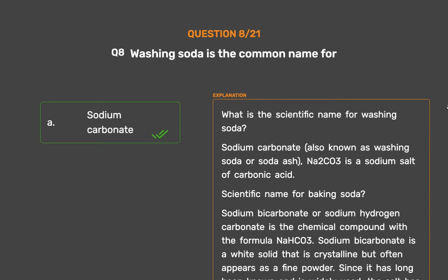What is the scientific name for washing soda? Sodium carbonate, also known as washing soda or soda ash, Na2CO3, is a sodium salt of carbonic acid. Scientific name for baking soda. Sodium bicarbonate or sodium hydrogen carbonate is the chemical compound with the formula NaHCO3. Sodium bicarbonate is a white solid that is crystalline but often appears as a fine powder. Since it has long been known and is widely used, the salt has many related names such as baking soda, bread soda, cooking soda, and bicarbonate of soda.